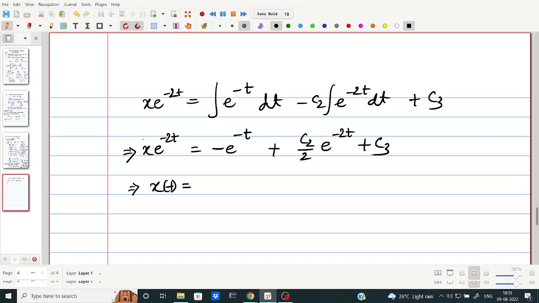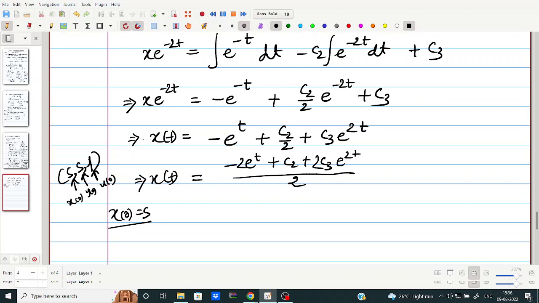Okay, so I put t equal to 0, so what do I get? s equal to -2 plus c2 plus 2c3 by 2, right? So that means c2 plus 2c3 is what? 2 into 1 plus s. Understand, Robi? Yes, sir. Got it, sir.